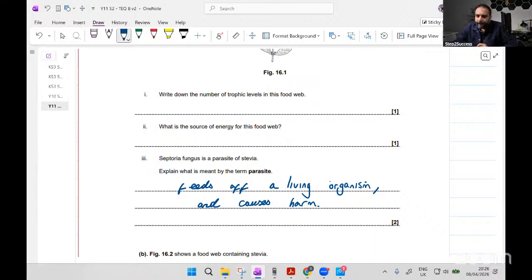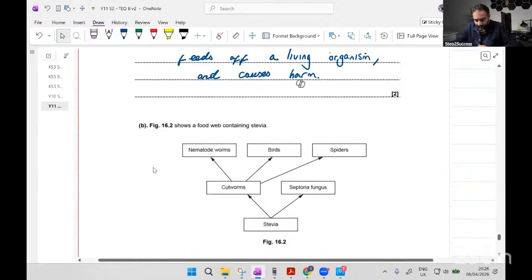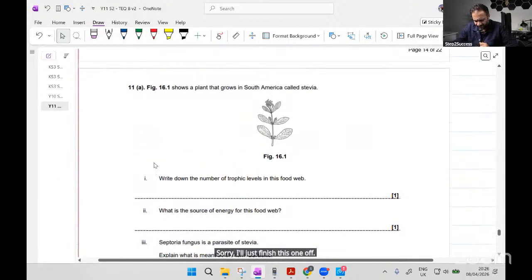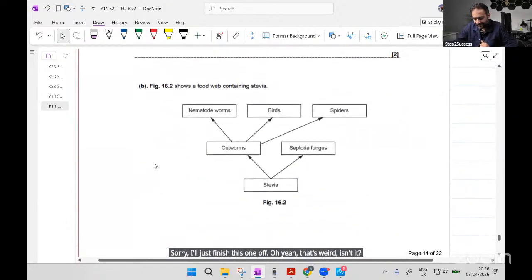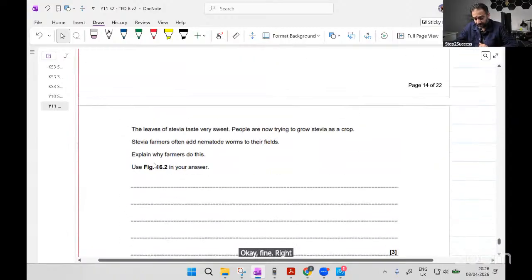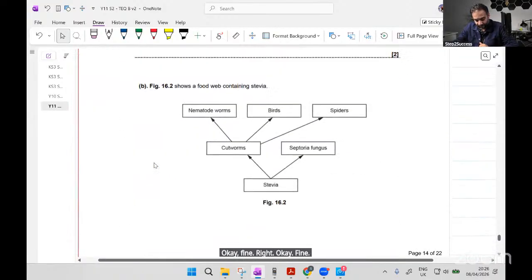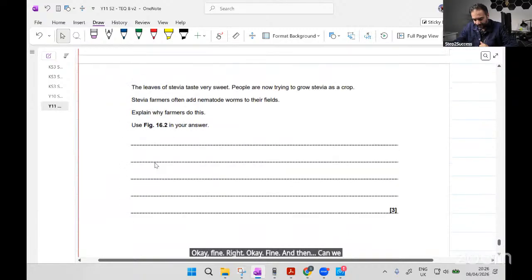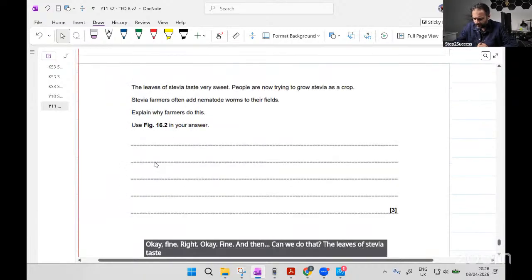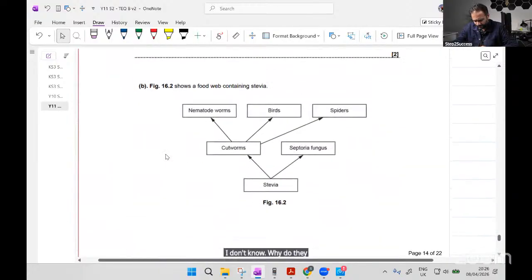Oh, sorry, I'll just finish this one off. Oh yeah, that's weird, isn't it? Okay, fine. This food web's there. Right, okay, fine. And then can we do that? The leaves of stevia taste very sweet. People know how to grow stevia as a crop. Why do they do this?